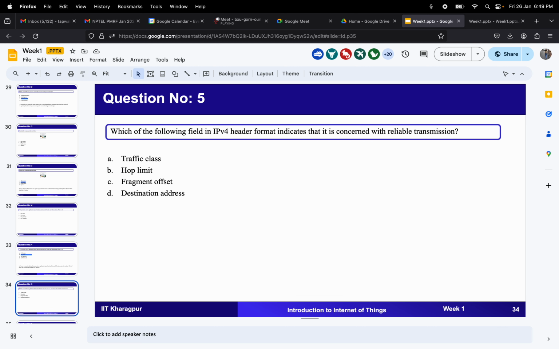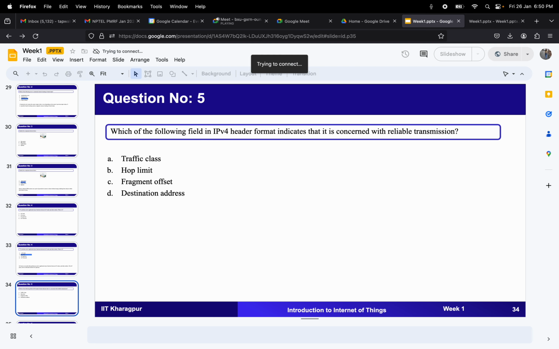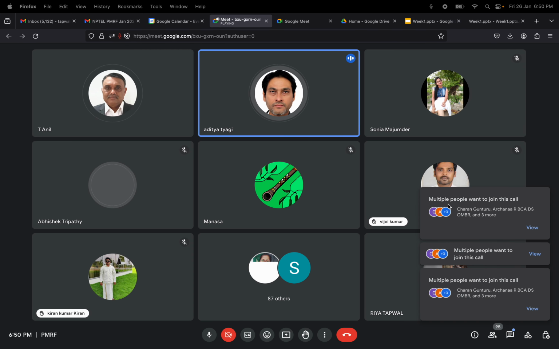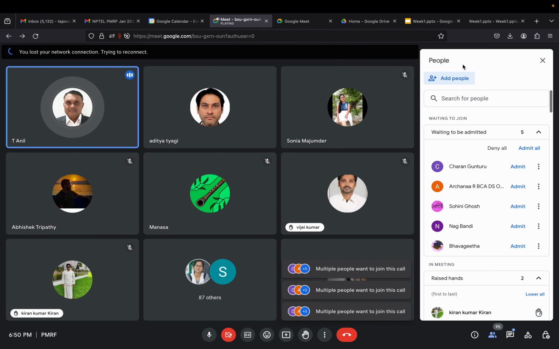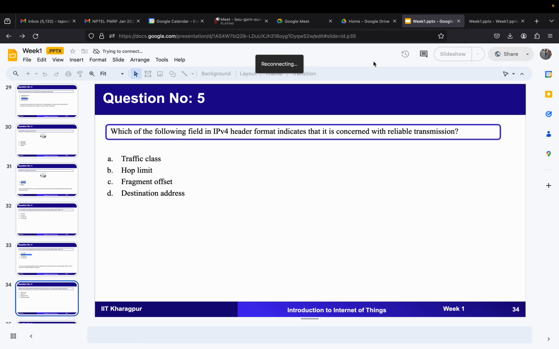Next question is, which of the following field in IPv4 header format indicates that it is concerned with reliable transmission? Options are traffic class, hop limit, fragment offset, destination address. Anyone? Is it the destination address? Okay. Anyone else?